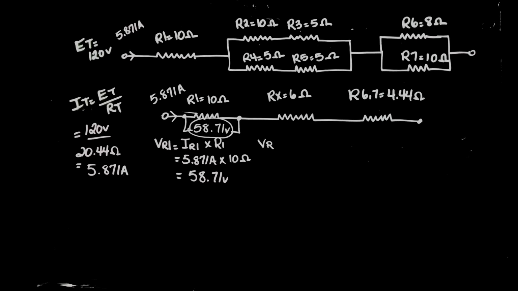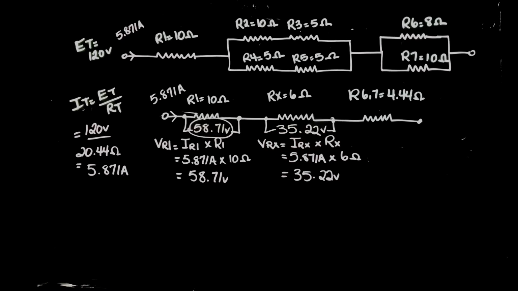Okay, so I'm going to continue using Ohm's law to solve for the rest of the volt drops. So VRX, volt drop across resistor X, equals IRX times RX. The current flowing through resistor RX is the same as what's flowing through resistor 1, a series circuit. So 5.871 amps times the resistance of resistor X, which is 6 ohms, and that would give us a volt drop reading of 35.226 volts. If I were to put my voltmeter across resistor Rx, I would read 35.22 volts.